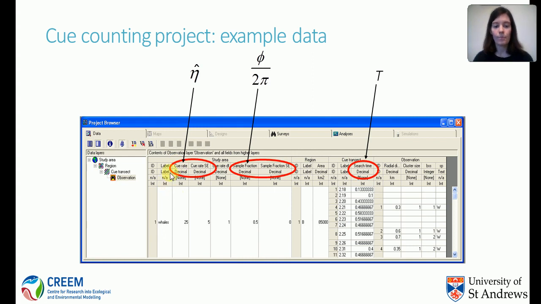So you can see the area space where you would put in your cue rate and cue rate standard error information. You have columns where you can specify the sampling fraction, and then you also have a column for search time during the cue count survey.